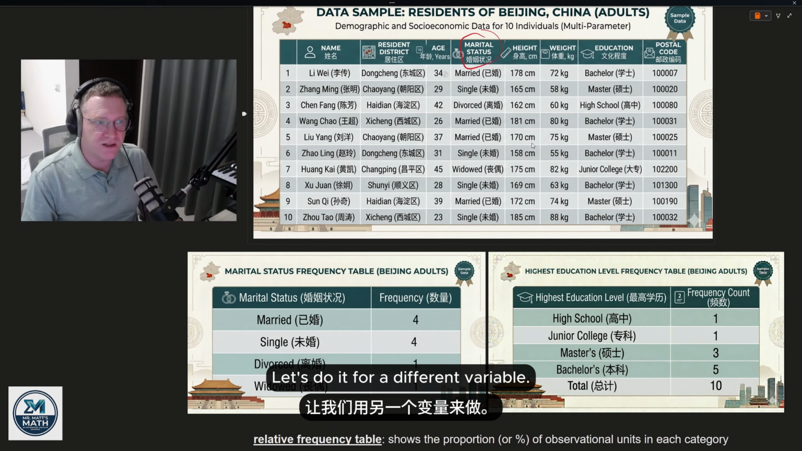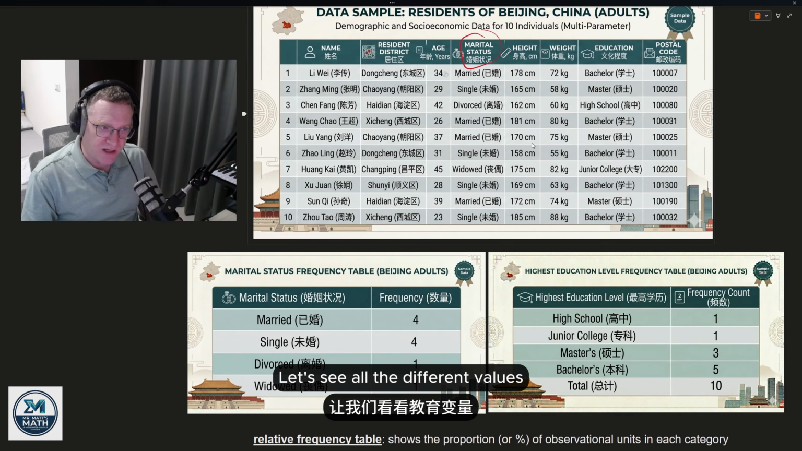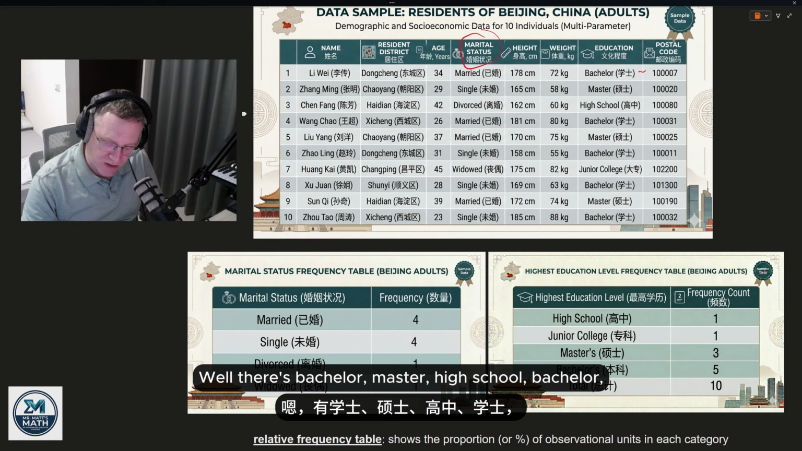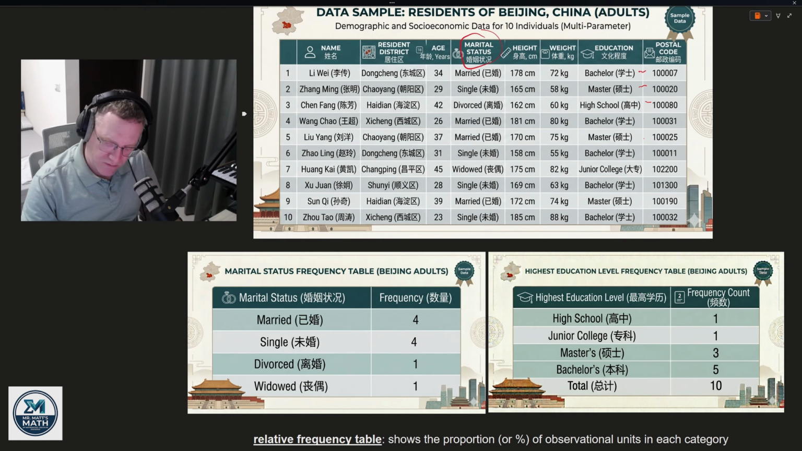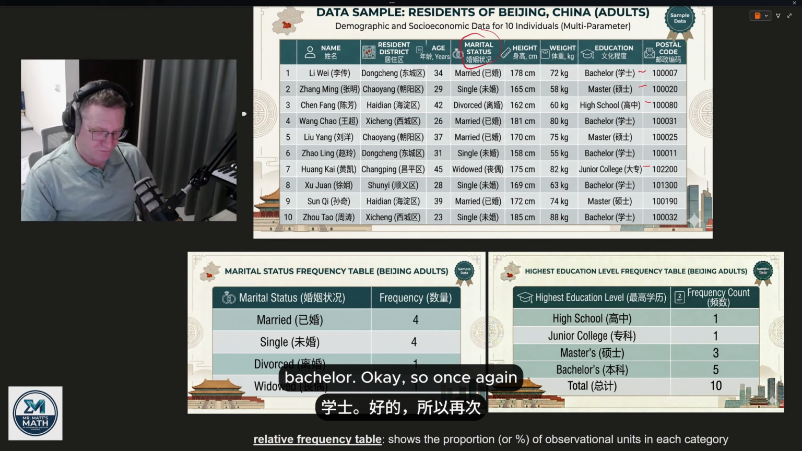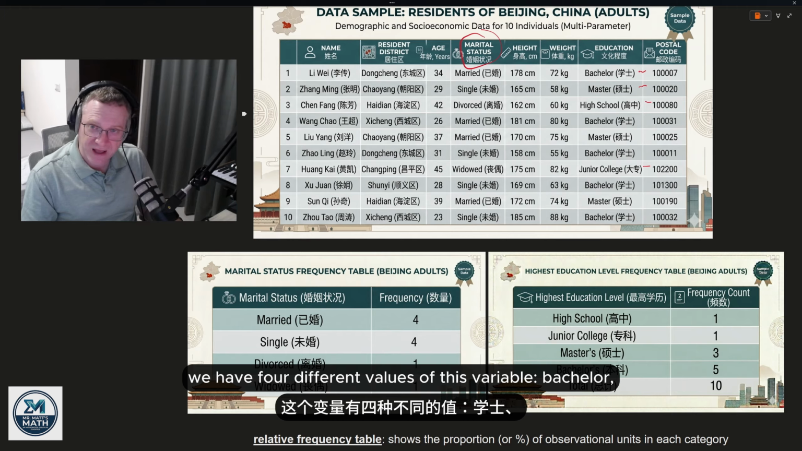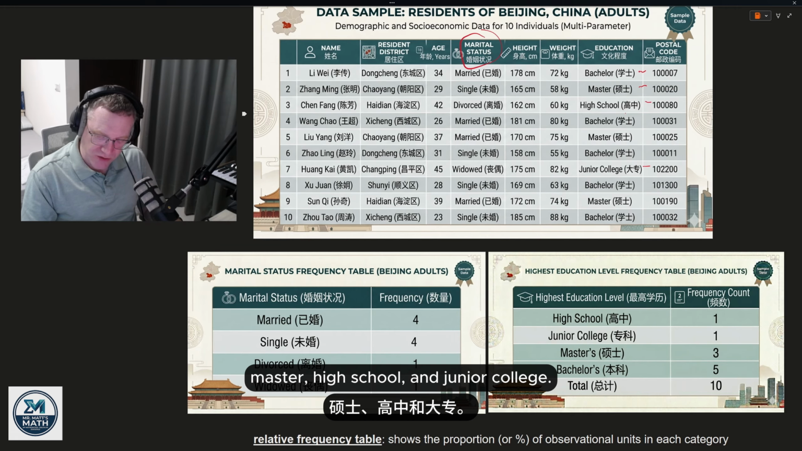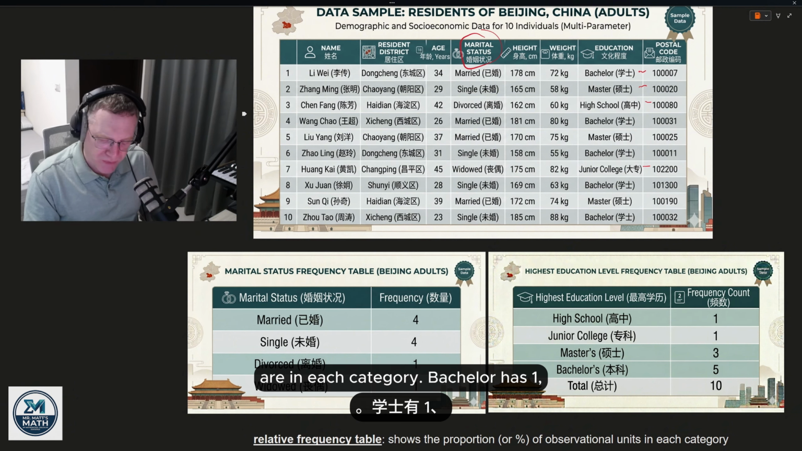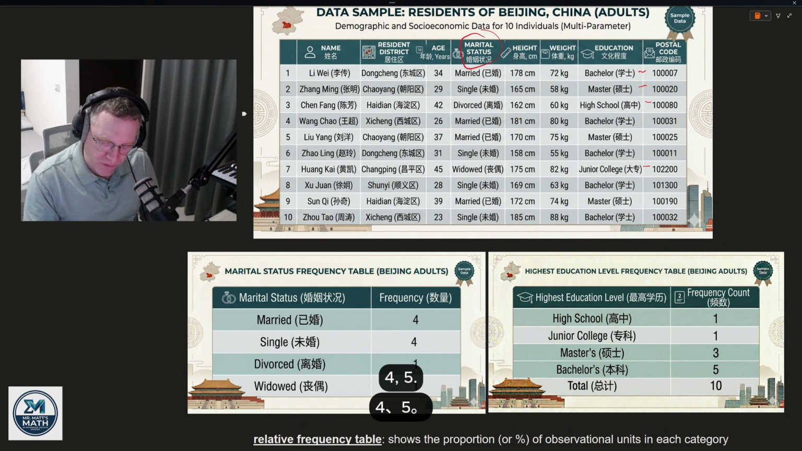Let's do it for a different variable. Let's look at education. Let's see all the different values that the education variable can have. Well, there's bachelor, master, high school, bachelor, we already have that one, master, bachelor, junior college, bachelor, master, bachelor. Okay, so once again, we have 4 different values of this variable: bachelor, master, high school, and junior college. And we can count how many observational units are in each category. Bachelor has 1, 2, 3, 4, 5.